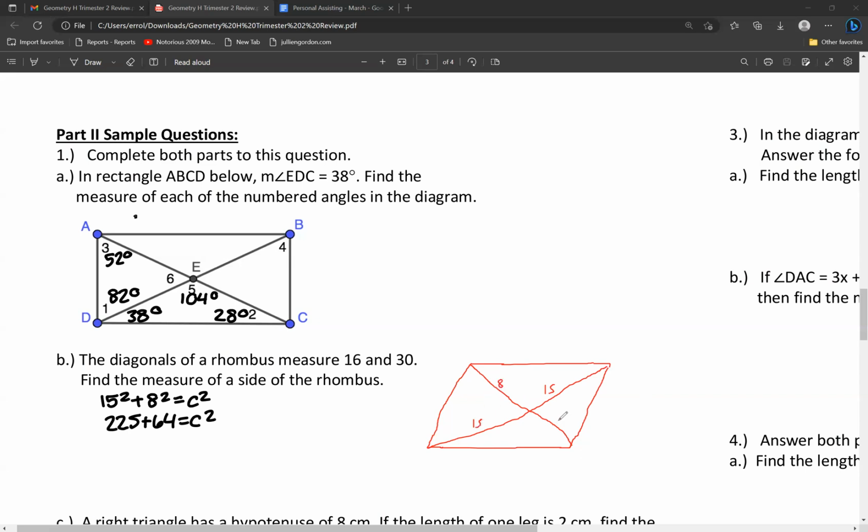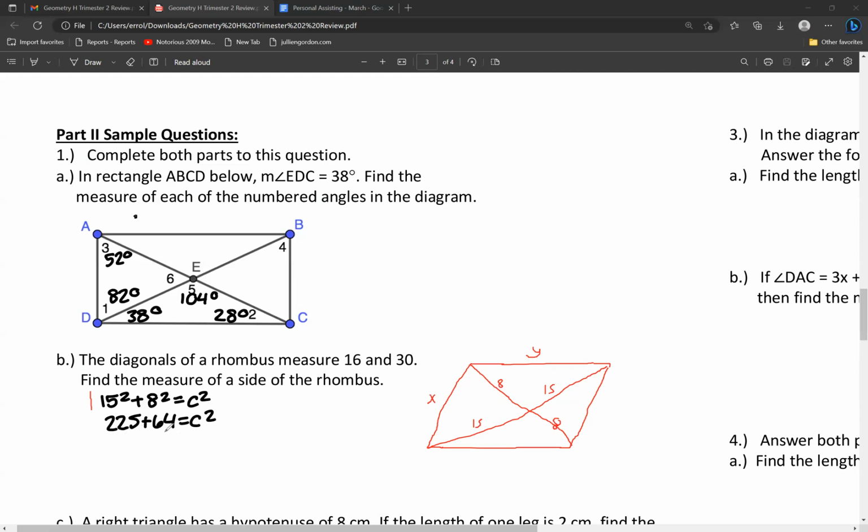Remember last week we did questions like this, right? Yeah. Okay, so now what are we doing? Find the measure of a side of the rhombus. So we're trying to find that length and this length. So what you did was, yes, exactly. Okay, now just keep going. This is right.